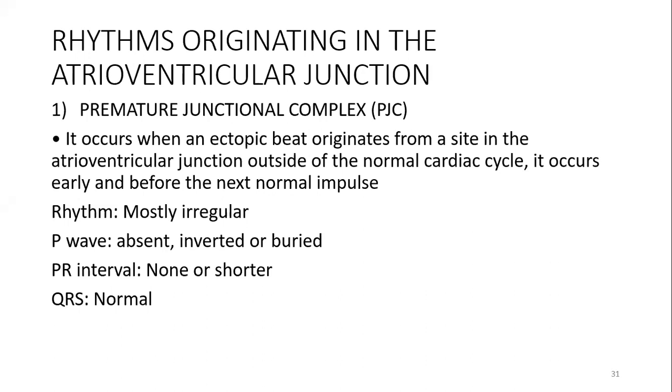Here, there's an ectopic beat that originates from a site in the AV node that is outside of the normal cardiac cycle, and it occurs early, before the next normal impulse. The rhythm here is mostly irregular. The P wave is usually absent, inverted, or buried.